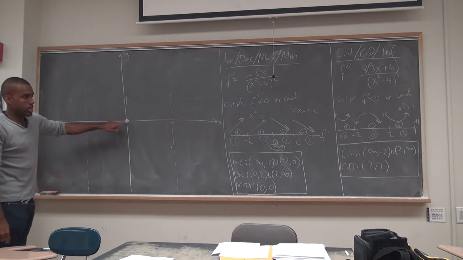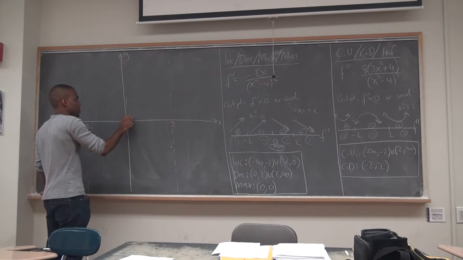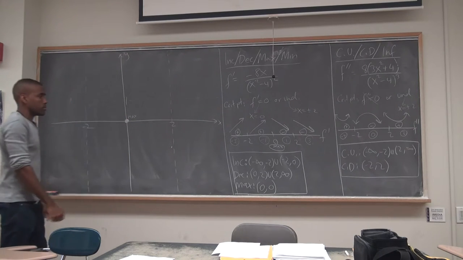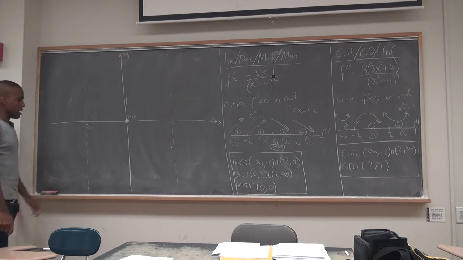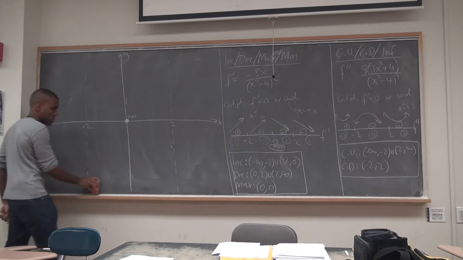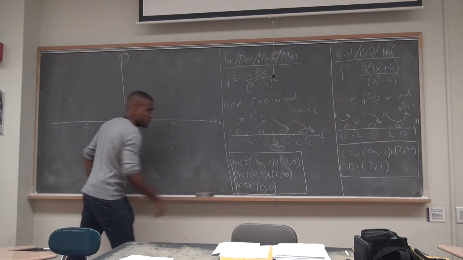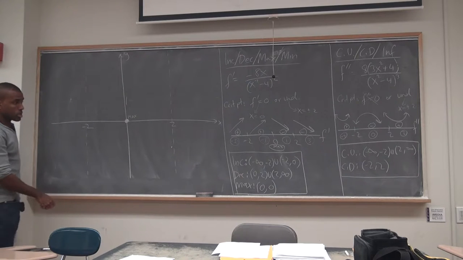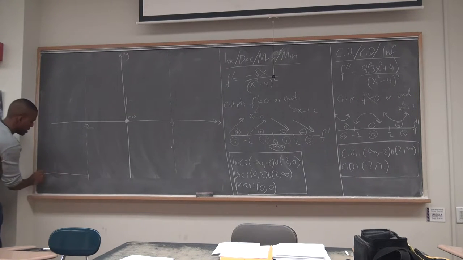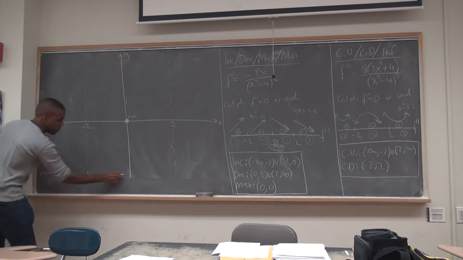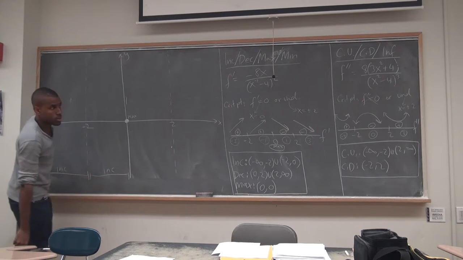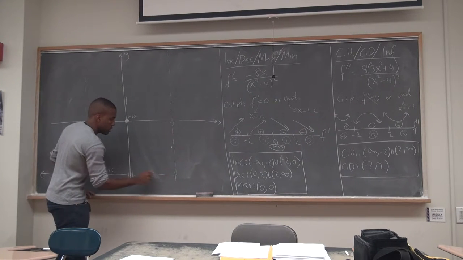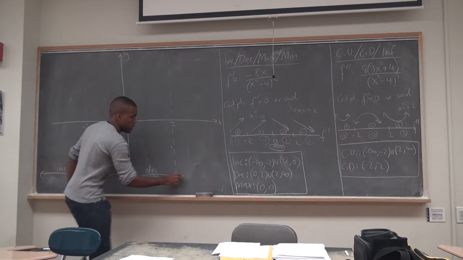And this guy, 0, 0, was a maximum. And let's write in our intervals, right, these guys. I'm increasing here back and between here and here. I'm decreasing here and there back.